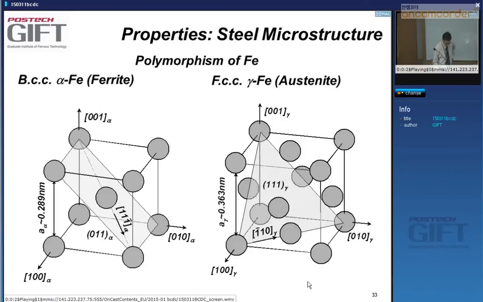So, good morning. We had started by saying a few basic things about iron, in particular reminding you that it's polymorphic. You have two forms of iron that are relevant. There's ferrite, and austenite is the high temperature form.